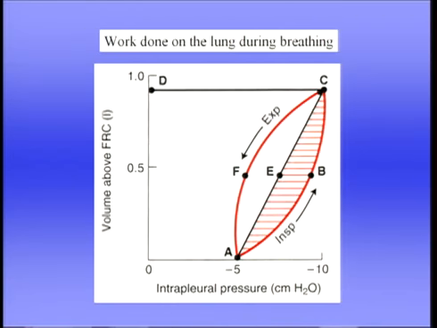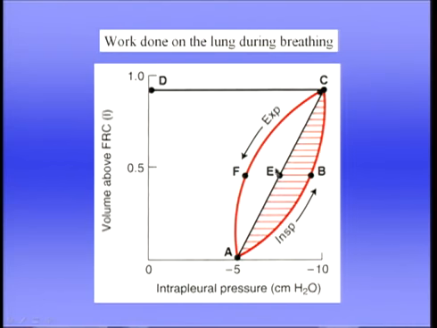Now what about expiration? Well, on expiration, of course, intrapleural pressure falls, and if there was no airway resistance, it would fall along this line here, CEA. But because there is airway resistance, the intrapleural pressure falls along this line here, and the work done is indicated in this segment here.